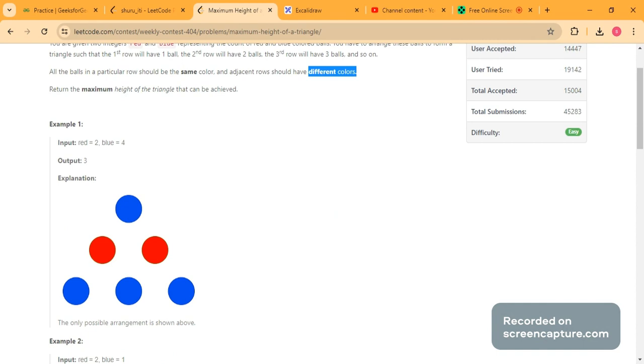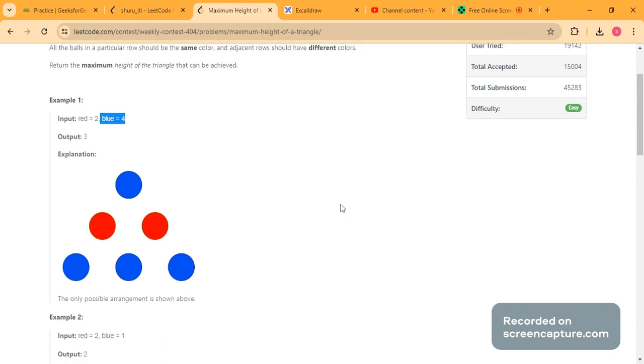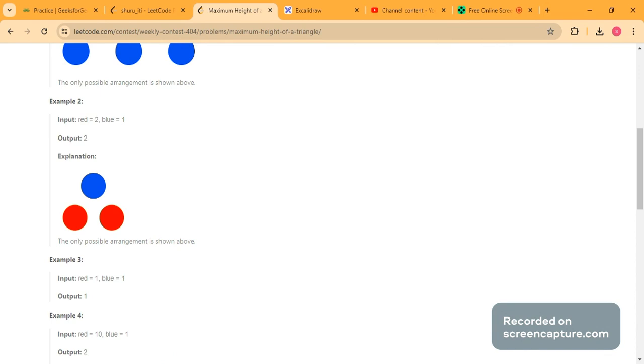For example, if we are given two red balls and four blue balls, we can see that the number of blue balls is more than red balls. That means the first row can be created with the blue ball because it is the extra one. So we place the first blue ball in the first row. Then we have two red balls, so we place them in the second row. Now we are left with three blue balls, so we place them in the third row, and that's how we have created this triangle, which has a height of three because we have used three rows: one, two, and three.